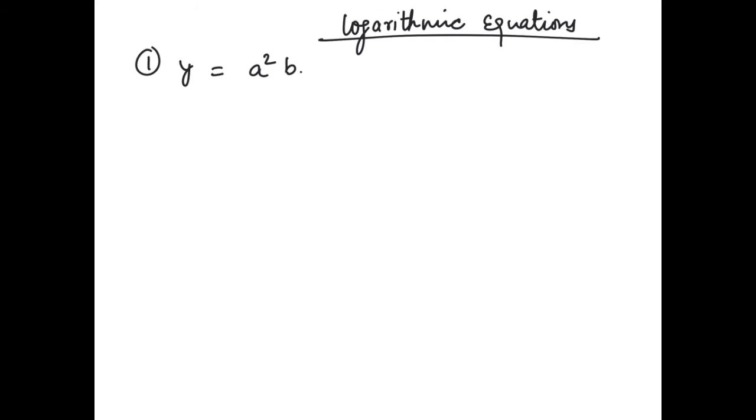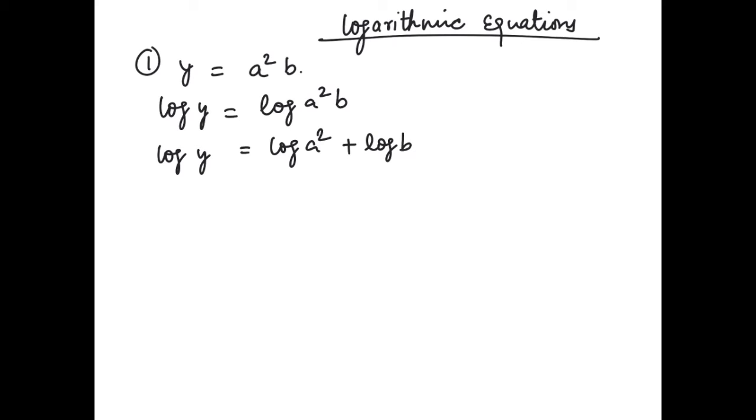Logarithmic equations. In this, our first question is y equals a squared b. We need to change this into a logarithmic equation. So let's apply log on both sides. It will be log y equals log a squared b. Now we will apply log rules. It will say log a squared plus log b. Now we can say log y equals 2 log a plus log b. So now it's in logarithmic form.